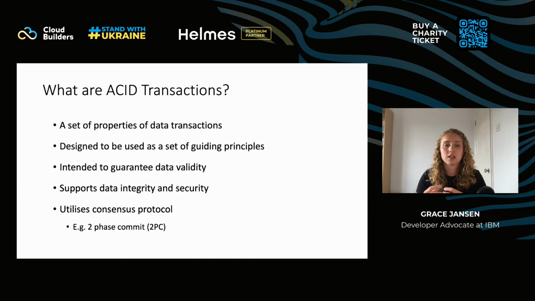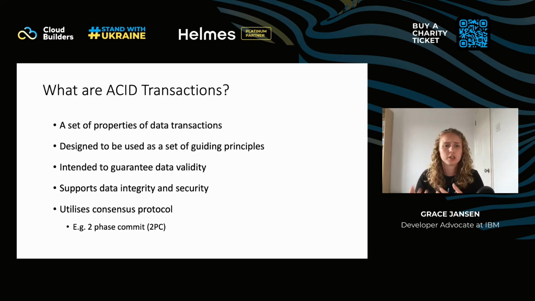So this is a set of properties that you follow when creating transactions within an application. It's designed to be used as guiding principles. The good things about it are that it does guarantee data validity, it supports data integrity and security, and in order to use it, you'll need something called a consensus protocol. So in order to agree that all of the operations within that transaction have occurred, you'll need some kind of consensus.